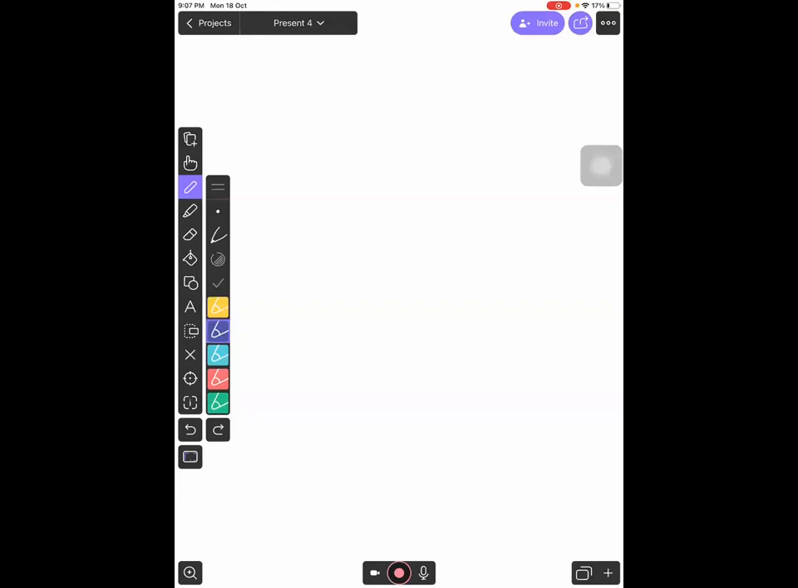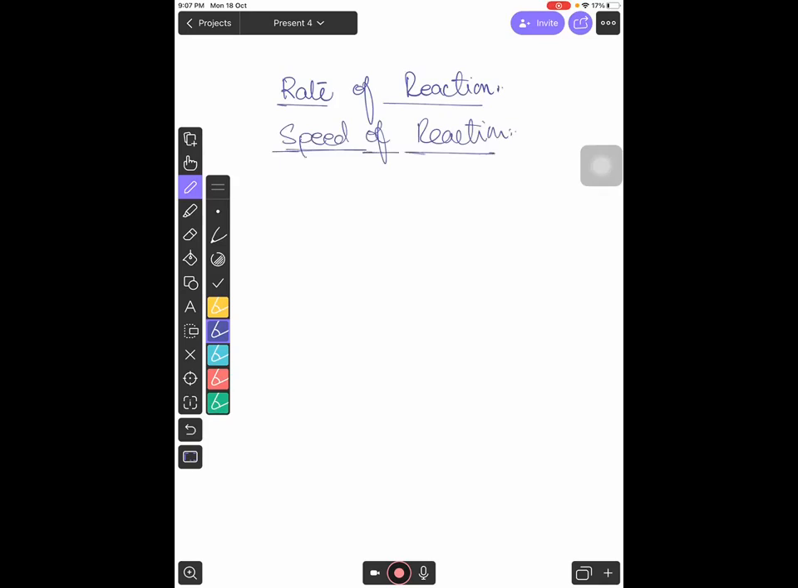Okay, children, today we are moving towards our new chapter. The name of this chapter is the rate of reaction. You can also say that it is the speed of reaction. These are the names of this chapter: rate of reaction and speed of reaction. It is a very short chapter, but it is very important and very interesting.